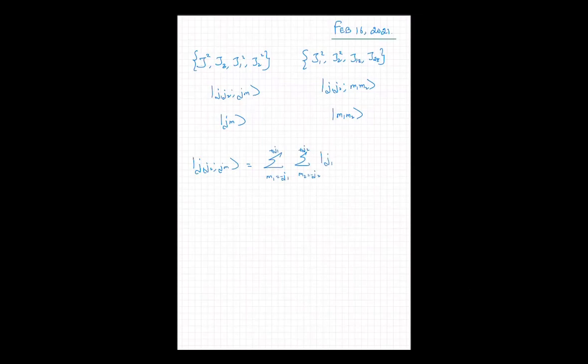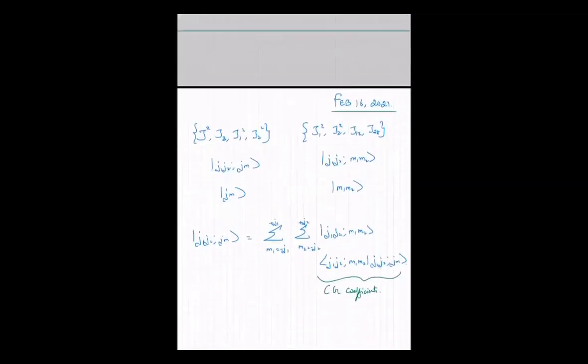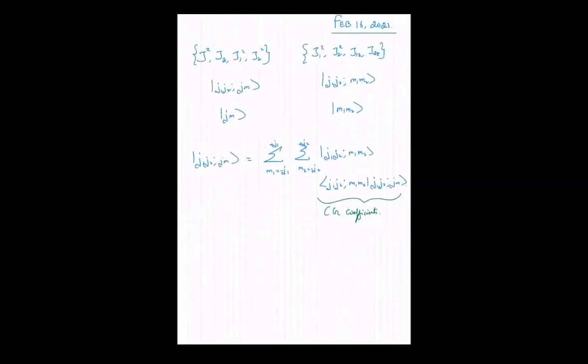<j1, j2, m1, m2 | j1, j2, j, m>. Okay. So this overlap is the definition of Clebsch-Gordan coefficients. So this is what we need to calculate. Once we calculate this, this boxed equation would make more sense. In what sense is this a direct sum of all these different j's?